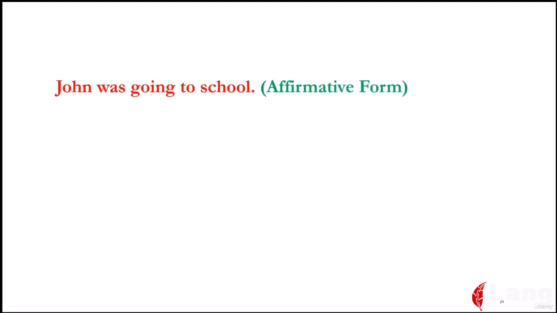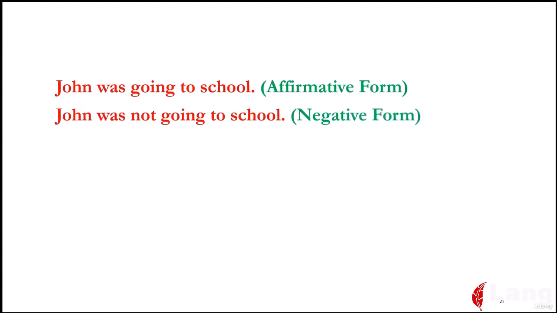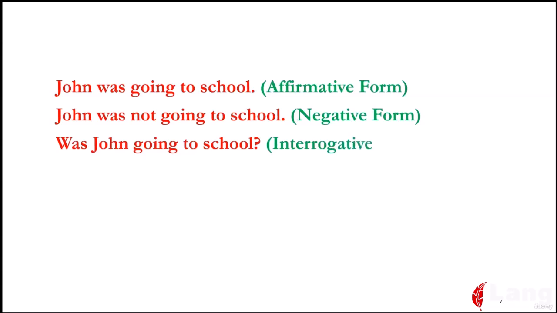Examples: John was going to school. This is the affirmative form. The negative form is John was not going to school. The interrogative form is was John going to school?